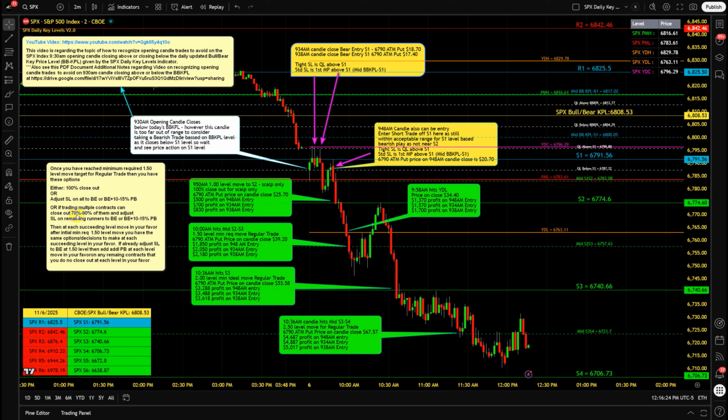So as an example, if you were trading 4 contracts and you closed out 3 of them, that would be 75%. If you were trading 5 contracts and you closed out 4 of them, that would be 80%. If you had 10 contracts and closed out 9 of them, that would be 90%, or 8 of them would be 80%. Then with the remaining runners, at each succeeding level in your favor, you have a decision whether to keep adjusting your stop loss on the remaining runners or close the runners out.